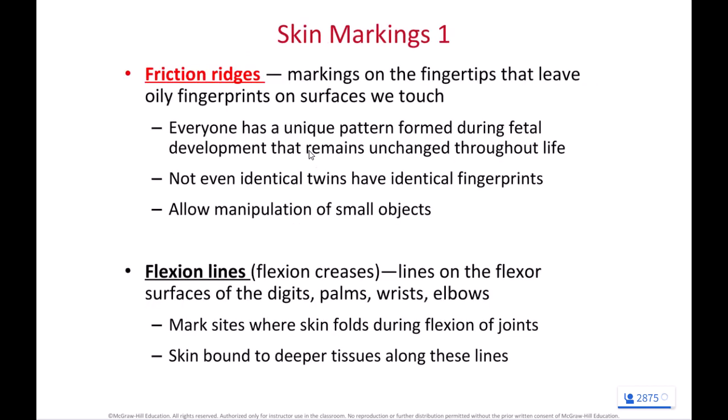When we look at friction ridges on our skin, and this will be our last slide, we'll call it quits here. When we look at those friction ridges or fingerprints, everyone has a very unique fingerprint. Even identical twins have different fingerprints on their bodies. We also have flexion lines. Flexion lines on our bodies are where creases and folds will form, typically as we move and bend.